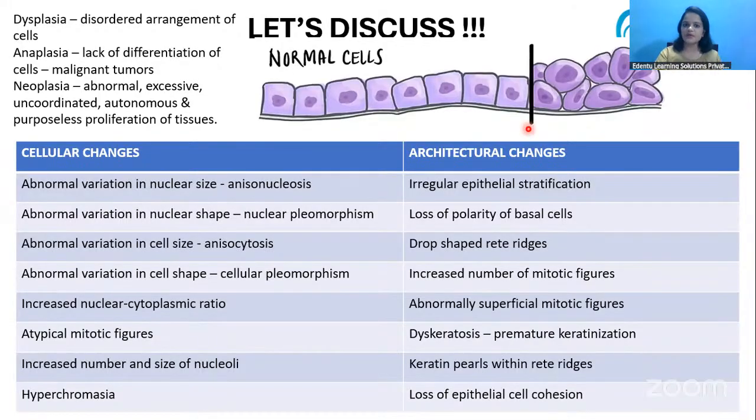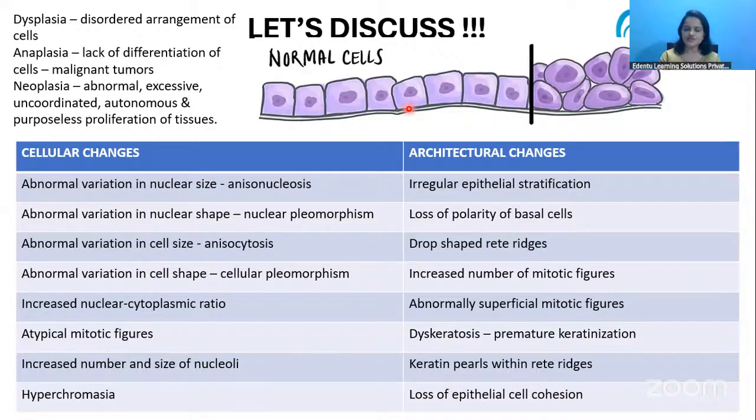Dysplasia means disordered arrangement of cells. This figure itself is enough to portray what dysplasia is. This is how the normal cells are arranged, and look at how the dysplastic cells are arranged above the basement membrane. Whereas anaplasia means lack of differentiation of the cell. Every cell is assigned a particular function and has particular characteristics. If that cell is not doing that function and not showing those characteristics, then we call it an anaplastic cell.